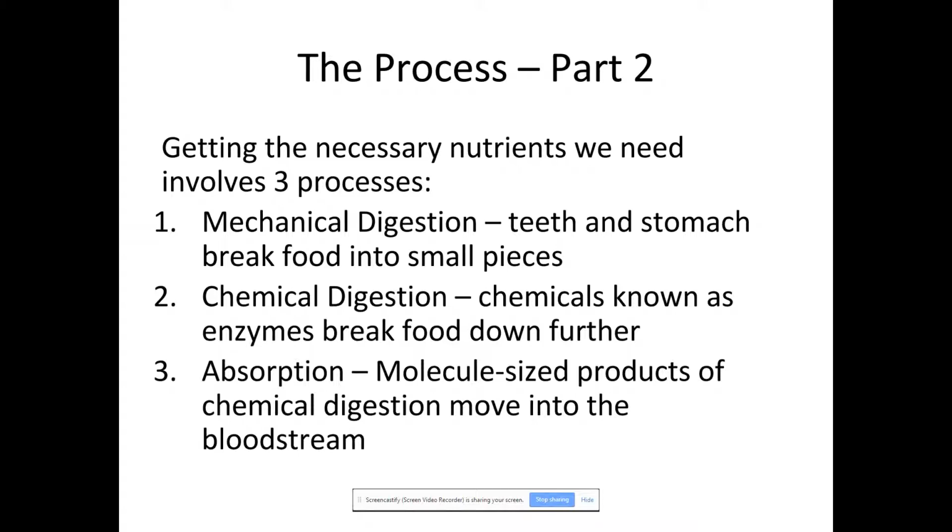The molecule-sized products of chemical digestion move into our bloodstream. And this is where we see our circulatory system and our digestive system working together, taking these necessary nutrients to different cells within our body and so on.